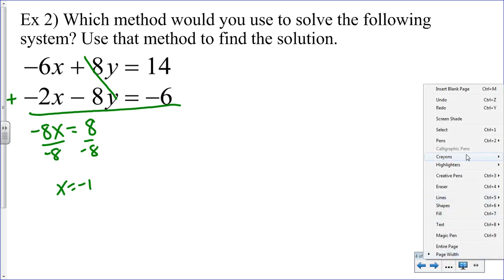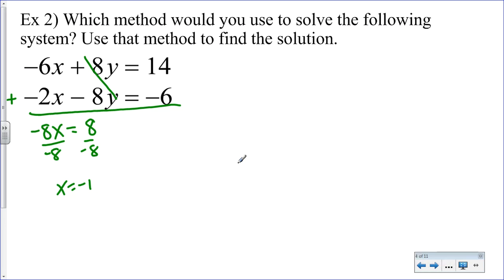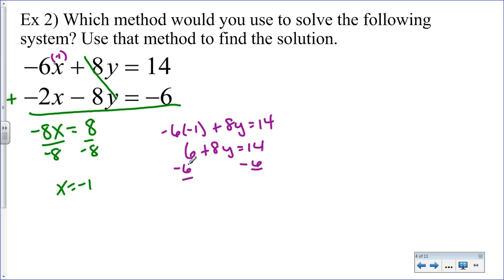So I'm going to go ahead and plug this in for my x. I'm going to plug it in right here. And I'm going to do negative 6 times negative 1 plus 8y equals 14. And negative 6 times negative 1 is positive 6. So we're going to do minus 6 on both sides. And that cancels. We have 8y equals 8. So my solution here is going to be positive 1. So we have negative 1, positive 1 for an answer.